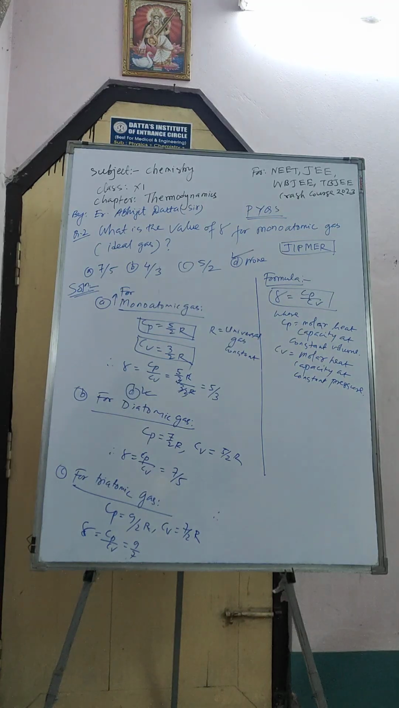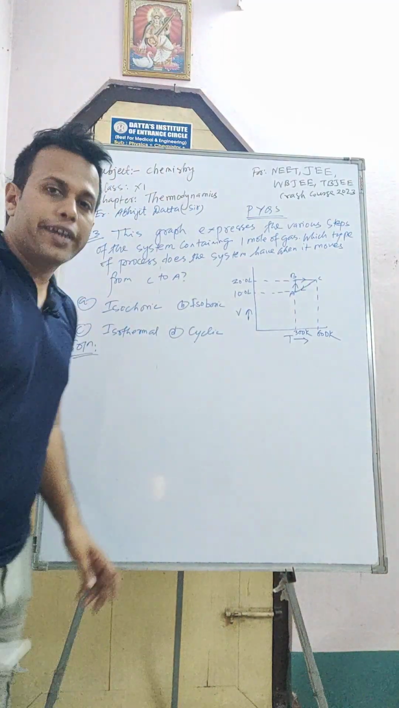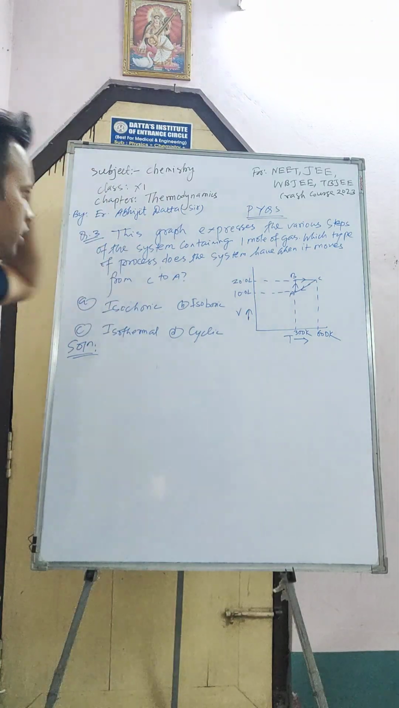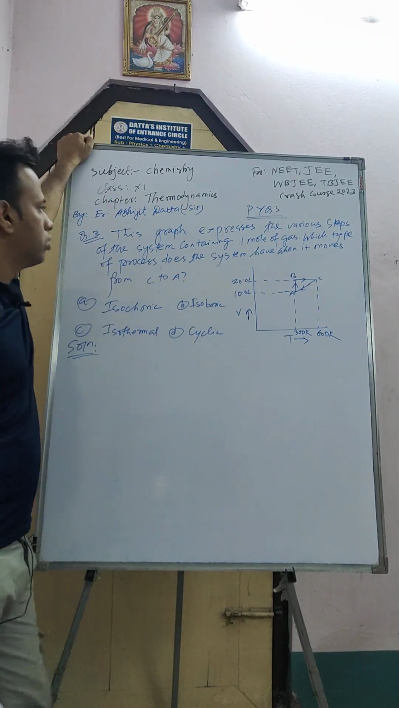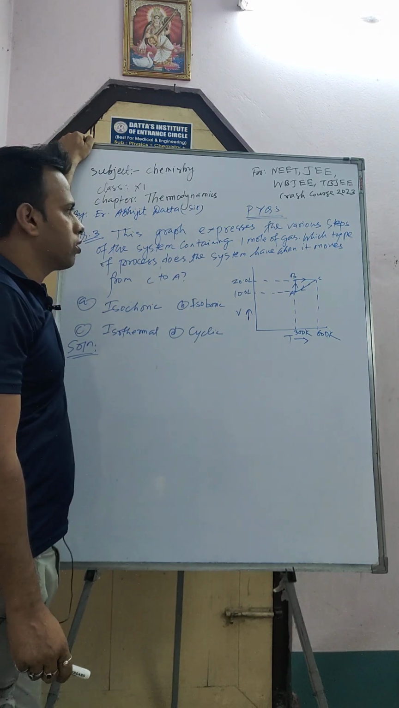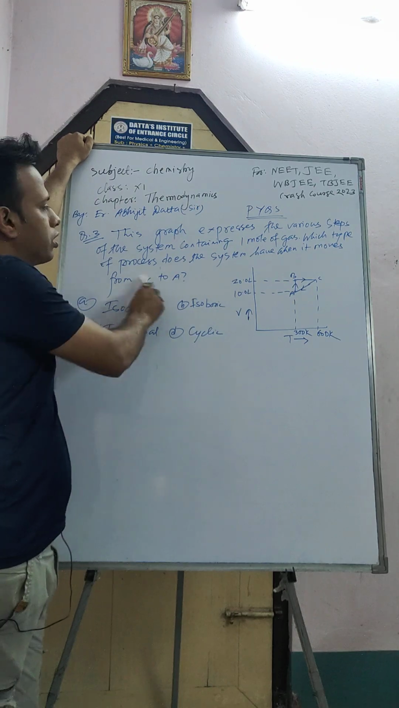I hope it is helpful for you. Okay, so move on to the next question. So students, our next question, that is question number 3, is like this. This graph expresses the various steps of a system containing 1 mole of gas. Which type of process does the system have when it moves from C to A?